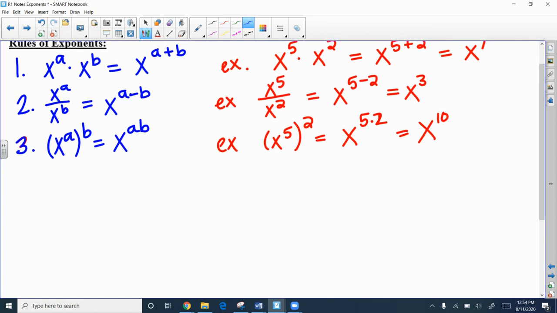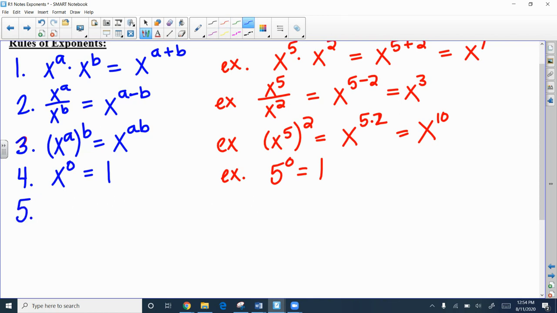Okay, so that's the power to a power rule. Number 4, hopefully we all remember this one. If we have anything to the 0 power, x to the 0 power is just 1. Anything to the 0 power is just 1. It doesn't matter what the base is. So example, if we had 5 to the 0 power, it can be any base, it's just going to equal 1.